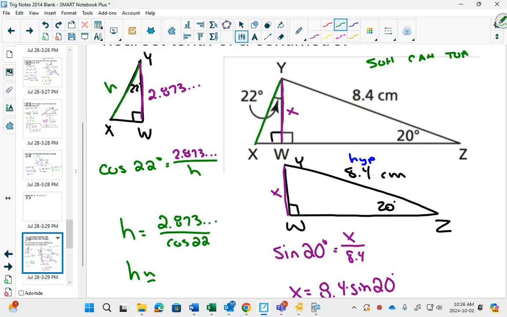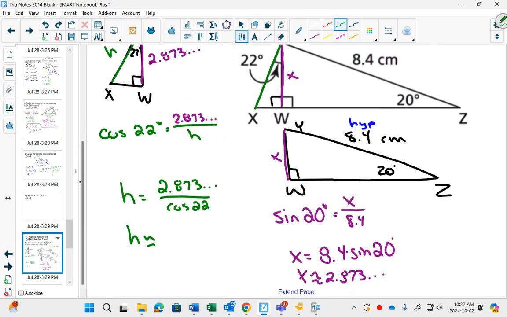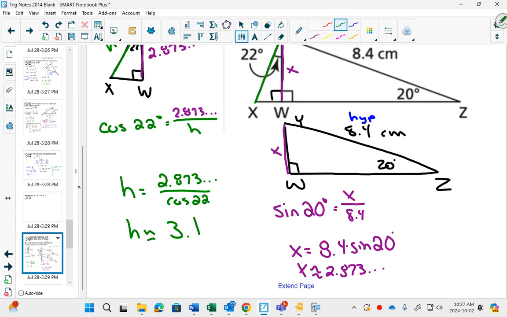Does it say what to round to? Nearest 10th. Do we have units? Yes, there's centimeters. Put a box around the final answer. And we get 3.1 centimeters.